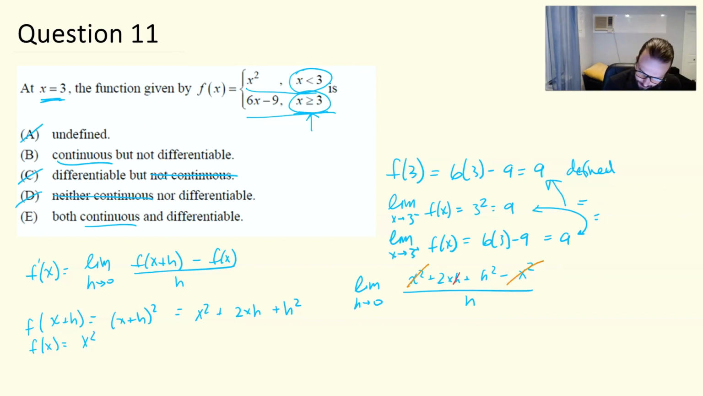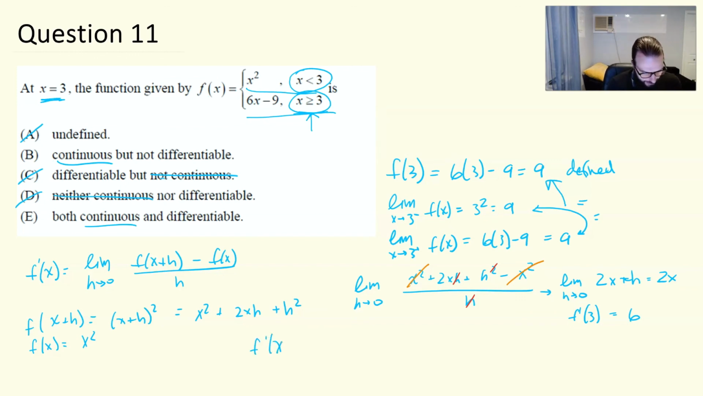We've done this a few times already. Now we can take the limit as h approaches 0 of 2x plus h, and we're going to get 2x, and we're using 3 here. So the f prime of 3 from the left side is going to be 6. We should verify then that the right-hand portion of the derivative is also the same.